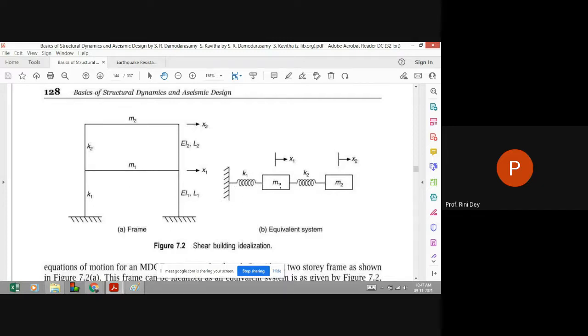Here you can see the two masses connected to each other with the K2 spring. M2 and M1 are connected by this K2 column, and with the K1 spring constant the column is connected to a fixed support. The displacement is in this direction, and it will be a 2 degree of freedom system. Okay, so this is a shear building idealization.